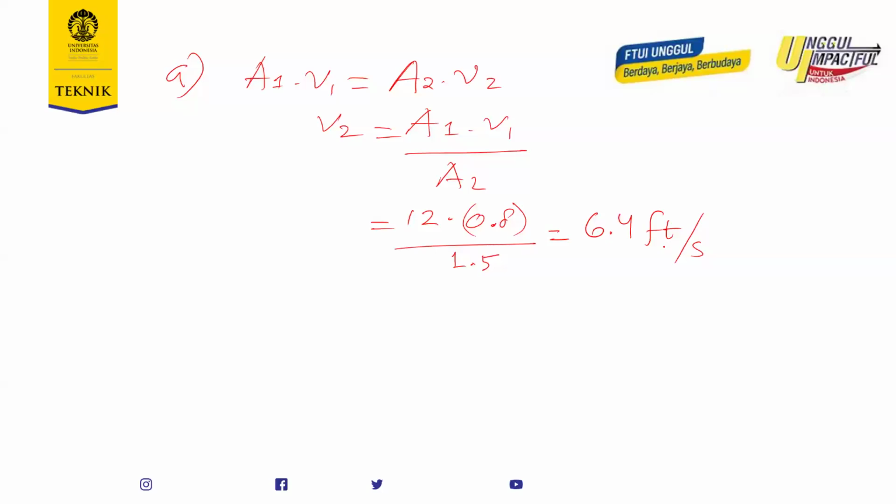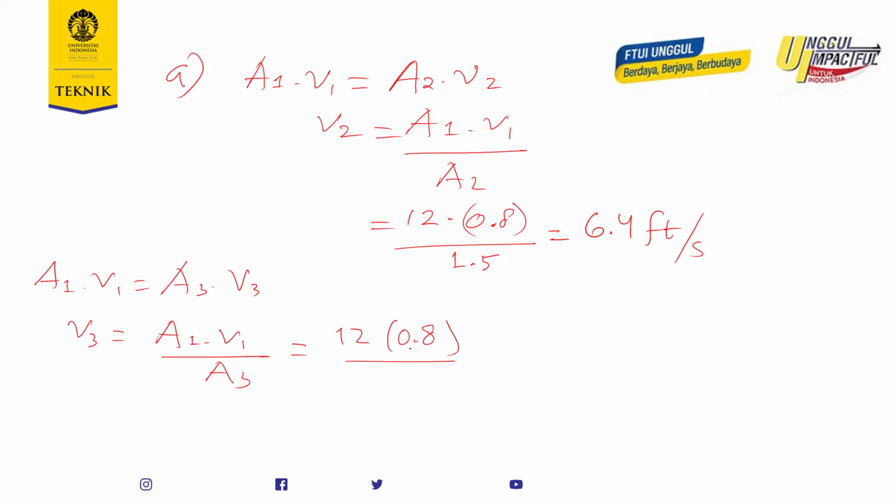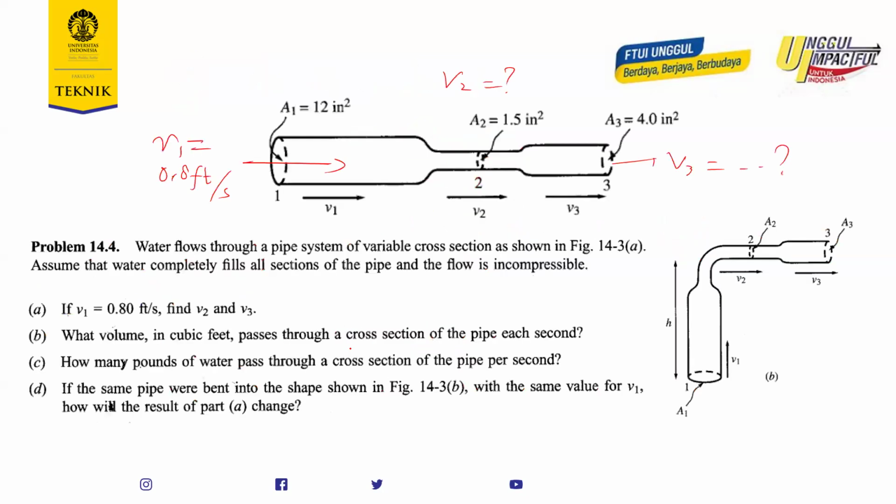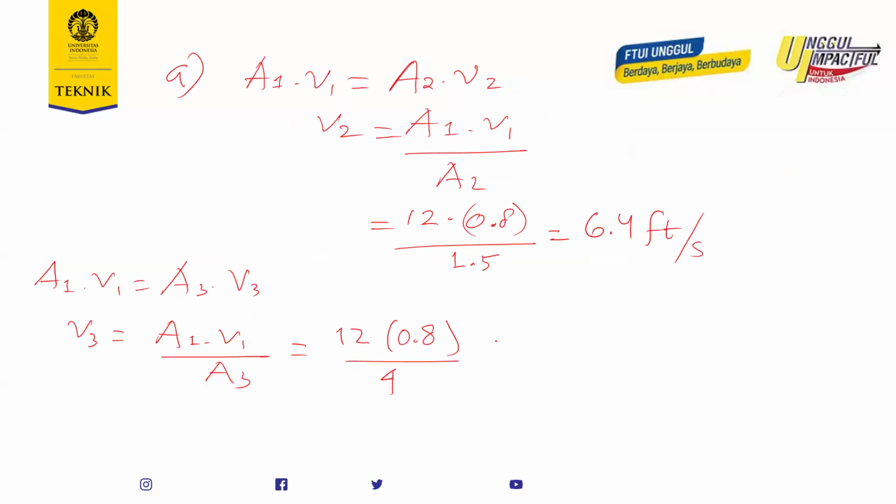And then in the same formula, we can say that A1 V1 equals A3 V3. So we can calculate V3 as A1 V1 divided by A3. This is 12 times 0.8 divided by the area of 3, which is 4 inches square. So this becomes 2.4 feet per second.